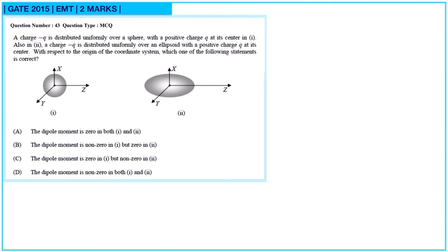Next question. A charge minus Q is distributed uniformly over a sphere with a positive charge Q at its center in 1, and in 2, a charge minus Q is distributed uniformly over an ellipsoid with a positive charge Q at its center. With respect to the origin of the coordinate system, which one of the following statements is correct? Now in each case we can calculate the monopole moment. The monopole moment is equal to the summation over charges. So in each case we have two charges, minus Q and plus Q. So this will be 0. So the monopole moment is 0.